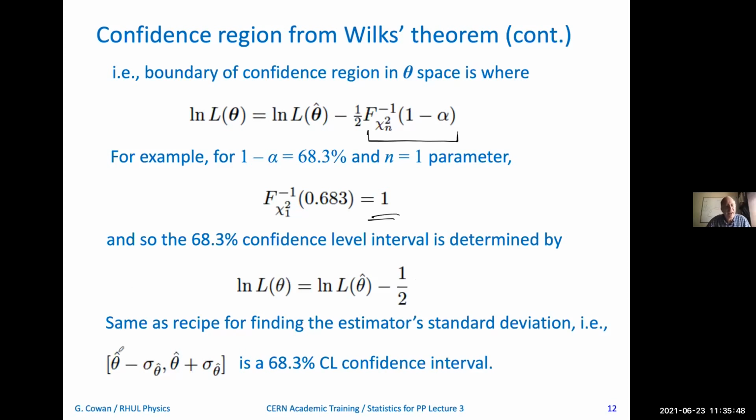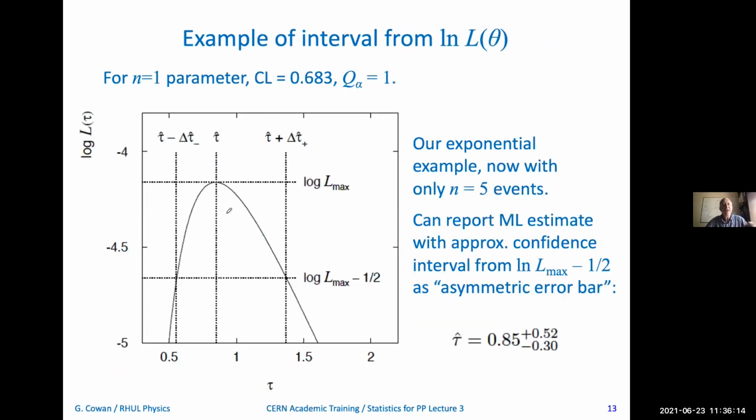And what that tells you is that the interval that goes from the MLE minus to plus 1 standard deviation is a 68.3% confidence level confidence interval. All right, so that's an important point of contact between the techniques of our first lecture and what we're seeing now with a confidence interval. So let me go back and show an example related to that. So here again is the log likelihood function as a function of the parameter tau from that exponential example that we discussed on Monday.